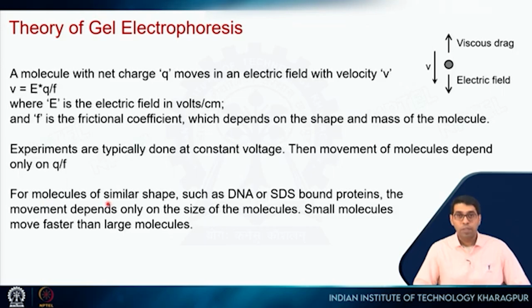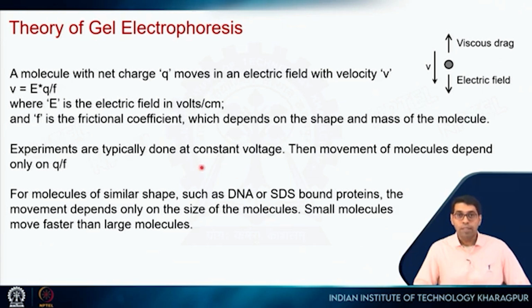Now if we think about DNA, you have a similar shape. So all the DNA will be rod-like, and the charge distribution will be very similar because the charge comes from the phosphate backbone. The same thing happens for SDS bound proteins also. So when SDS, which has a negative charge, binds to your protein, it will denature the protein and make it a rod-like shape. So it will look very similar to a DNA, right? So you will have a rod-like shape and the charge will be uniformly distributed on it.